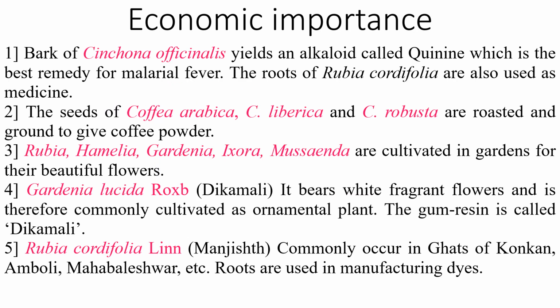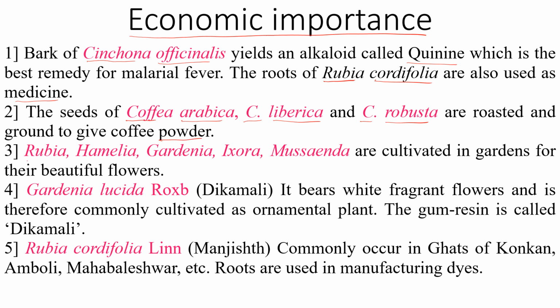The last part of this family is economic importance. The first economic importance: the bark of Cinchona officinalis yields an alkaloid called quinine, which is the best remedy for malarial fever. Then the roots of Rubia cordifolia are used as medicines. The seeds of Coffea arabica, Coffea liberica, and Coffea robusta are roasted and ground to give coffee powder.